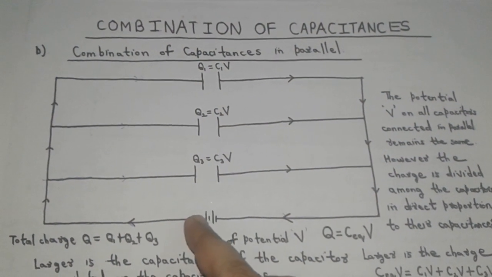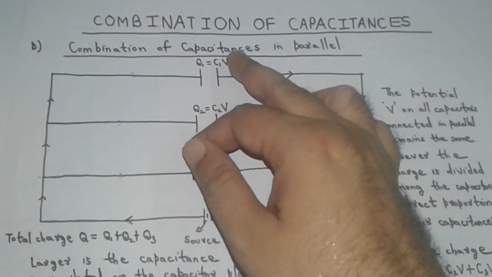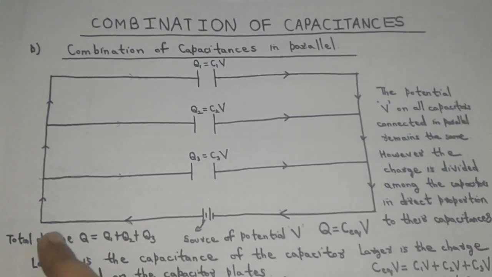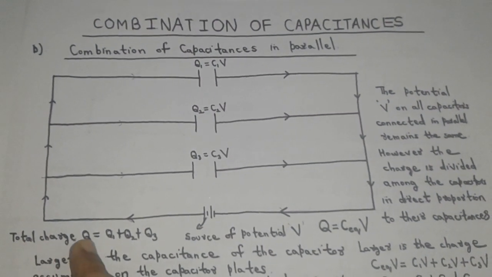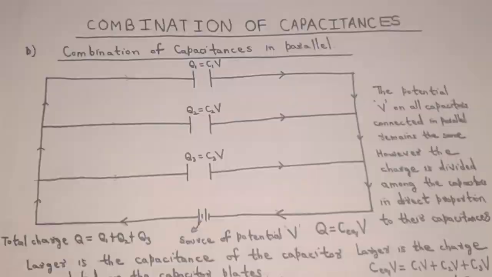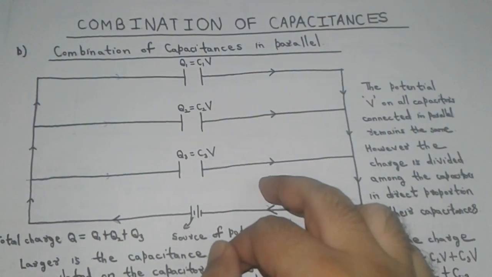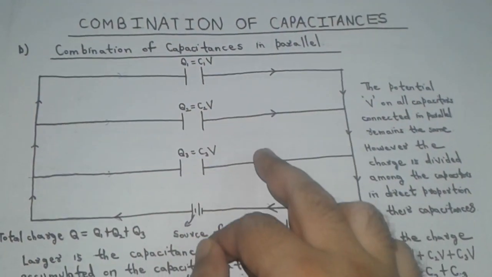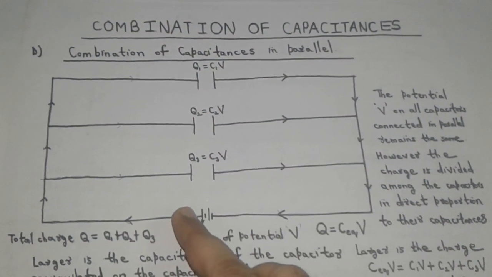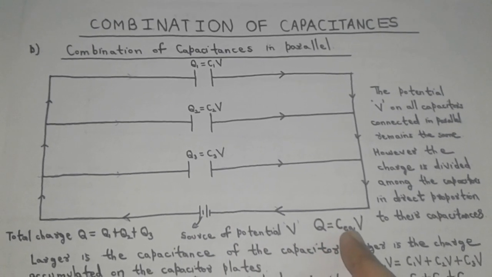Thus, the total charge Q supplied by the source is equal to the sum of the charges on the plates of the three capacitors. Or in other words, we can write total charge Q is equal to Q1 plus Q2 plus Q3. If C equivalent is the equivalent capacitance in parallel combination of capacitances, then the total charge Q supplied by the source is given by Q is equal to C equivalent into V.